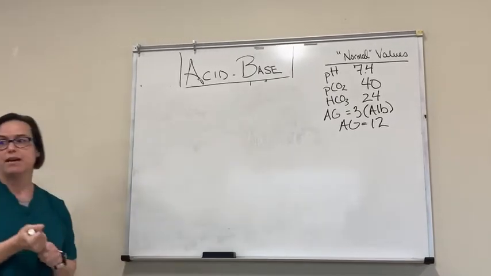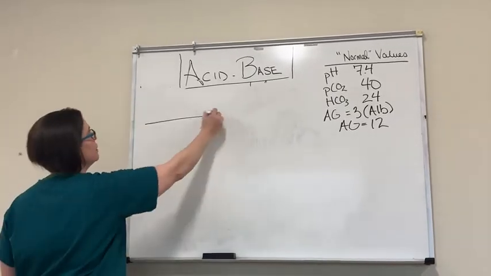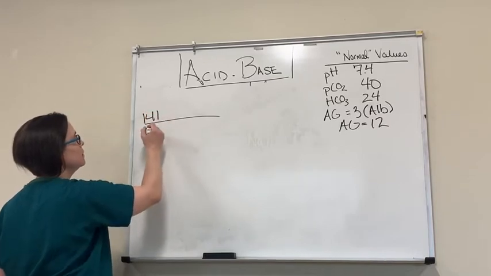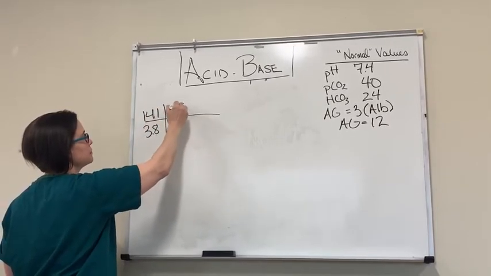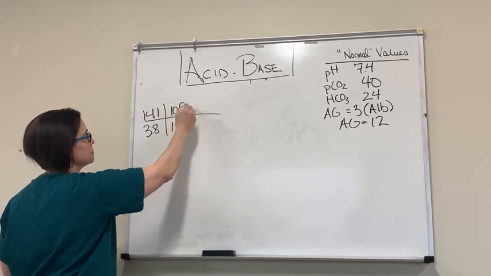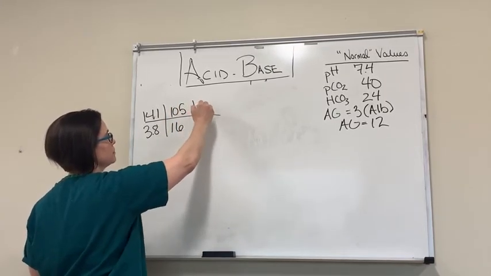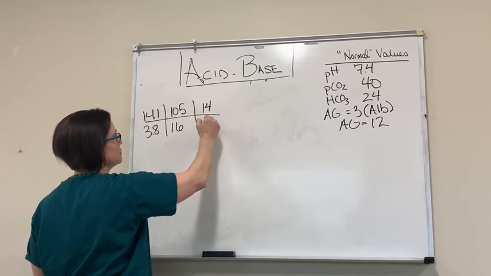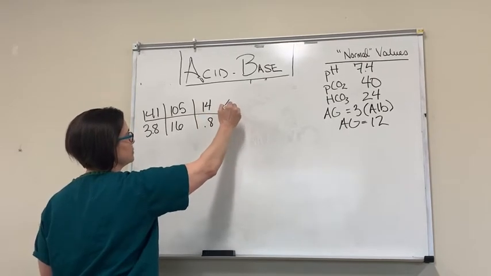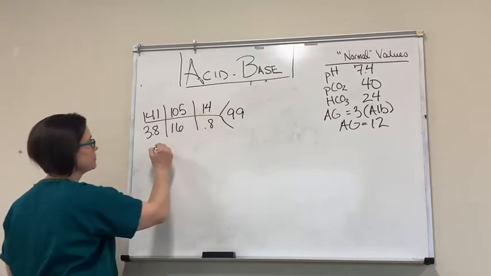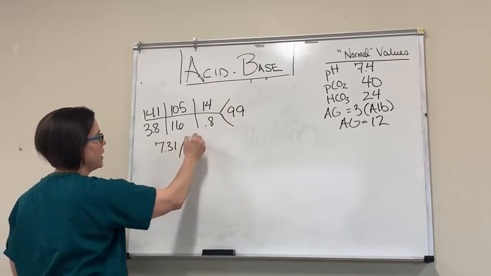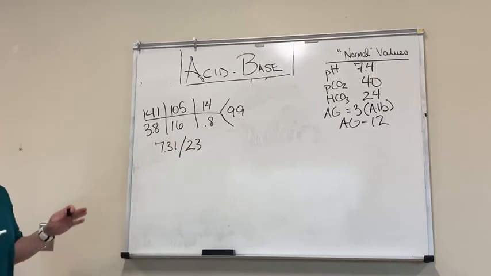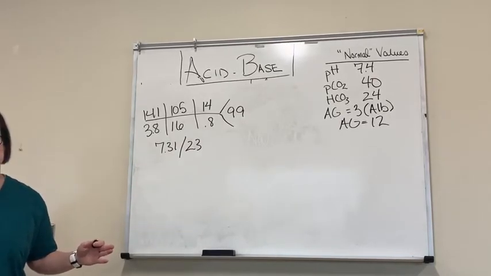All right. Give me what numbers you have for the next one. 141, 3.8, 105, 16, 14, 0.8, 99, 731, 23. Okay, beautiful. All right, so we're gonna do the exact same thing we just did, right?